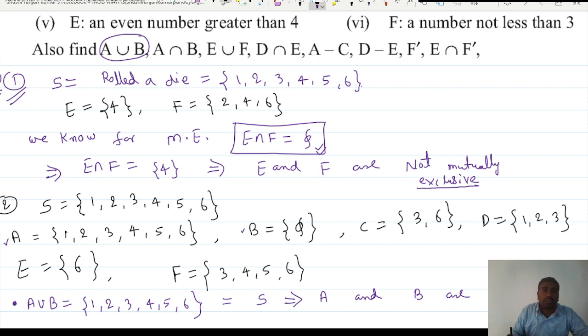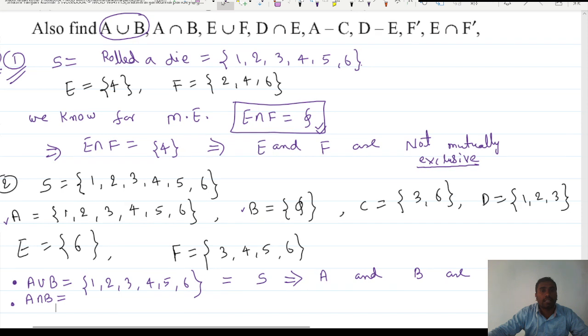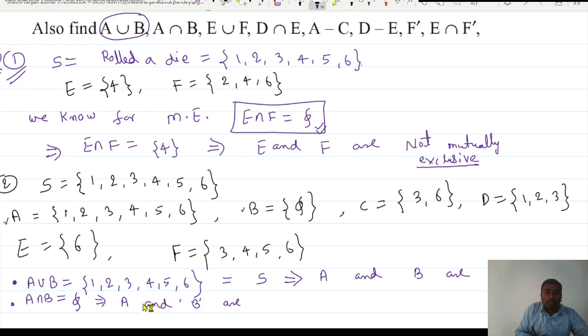This is exhaustive in nature. Second, we have to find A intersection B. So what is A intersection B? Because there is nothing in set B, if you take the intersection, nothing will come. This will be 5 only. So you can say here that A and B are mutually exclusive, or you can say disjoint events, right?